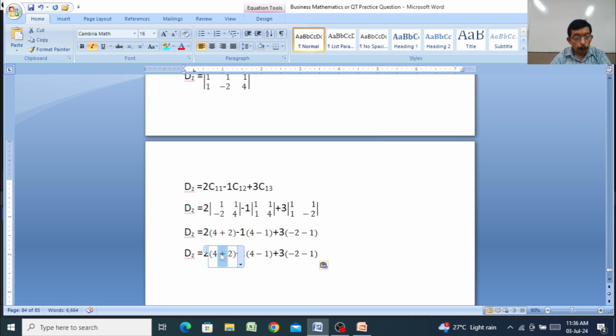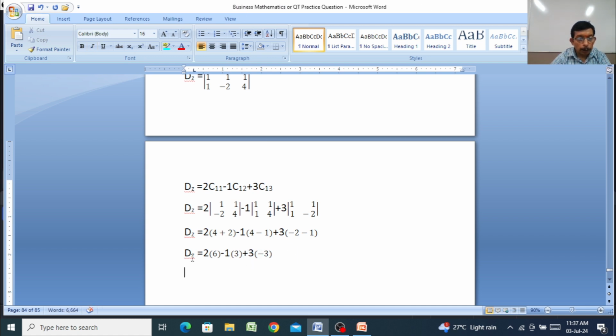Four plus 2, the result becomes 6, note down 6. 4 minus 1, the result is 3, note down 3. And minus 2 and minus 1, the result is minus 3, note down minus 3.